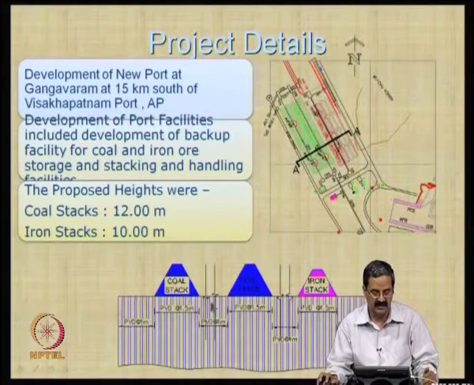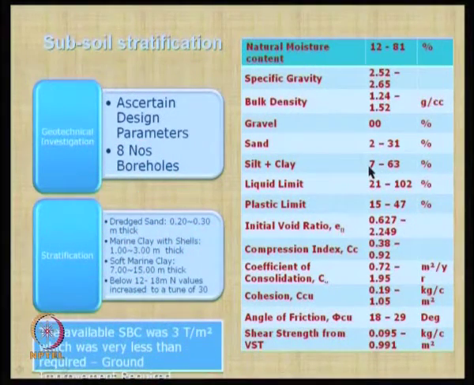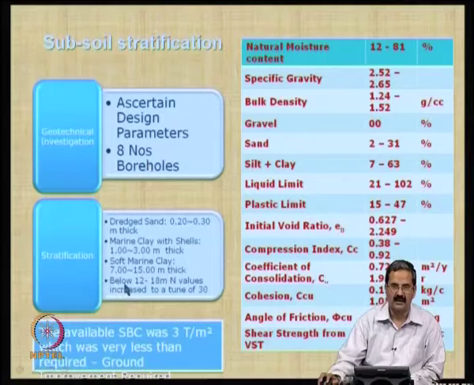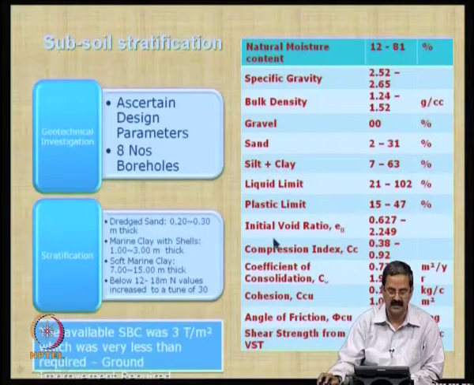The objective is that the soil is so poor here that it needs accelerated consolidation, and this is the plan of the whole area. The way they did it was they had design parameters, and to ascertain them, 8 boreholes were made. You can see the stratification: dredged sand at the top layers, marine clay 1 to 3 meters, soft soil 7 to 15 meters, and below that the N value is reasonably okay.